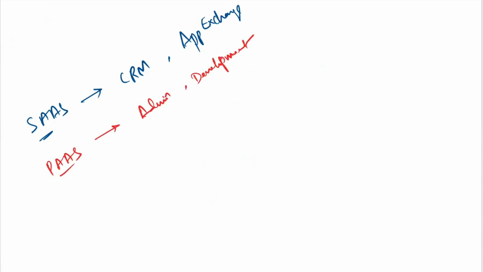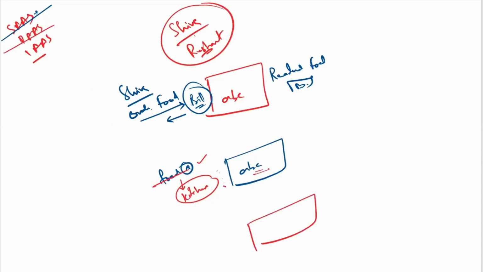Okay, platform as a service, right? Next, infrastructure as a service. What was the third service? Infrastructure as a service. Got it?